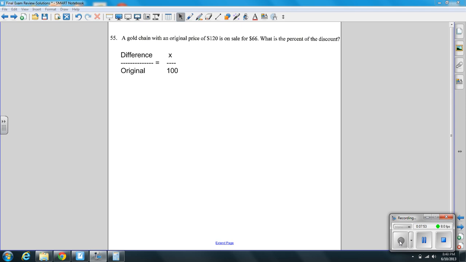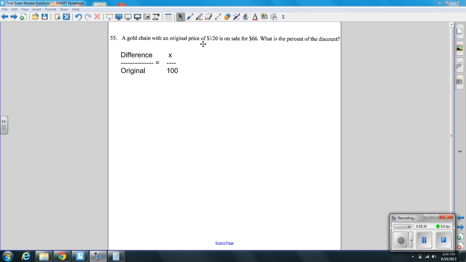So the formula for percent of change is difference over original equals X over 100. And some of you may be asking, how do I know it's a percent of change question? Well, we know what the old price is, and we know what the new price is. We want to know what the decrease was, like what percent $66 represents from 120. So with that said, what's the difference between 120 and 66?